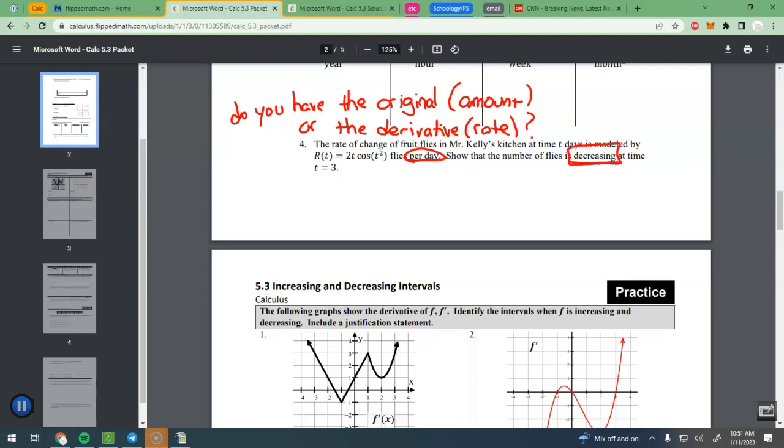The common mistake here is to take the derivative of that, because you see "decreasing" and you think, oh, decreasing means the derivative should be negative, so you take the derivative. But what you've got to realize is you already have the derivative. You already have a rate. You already have a per day or per mile or per whatever it is. So your job is just to find what R of 3 is. You just plug it in.